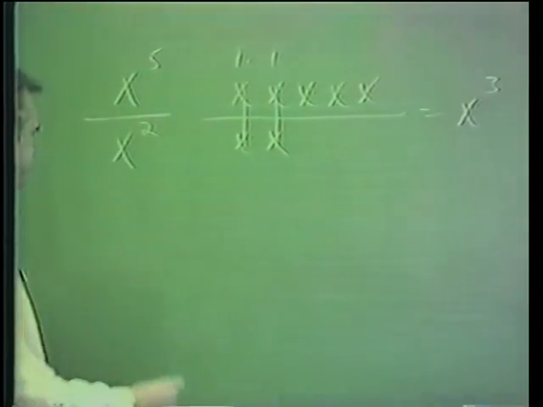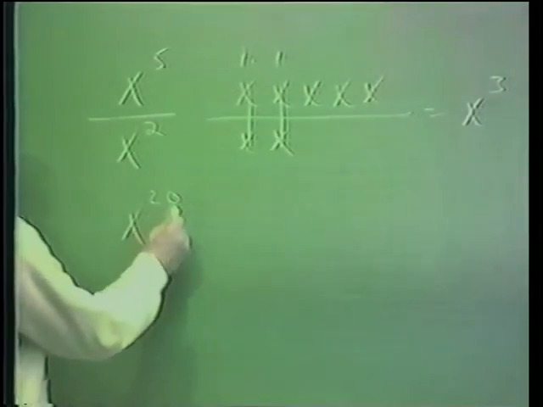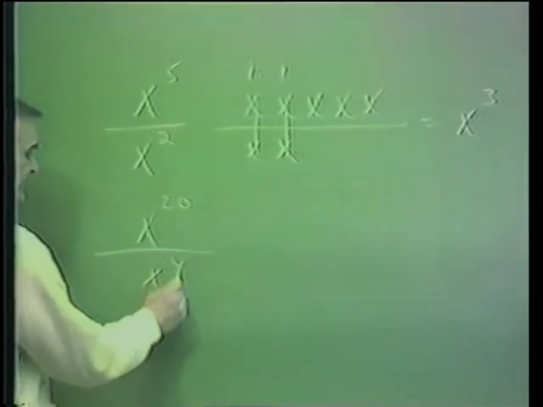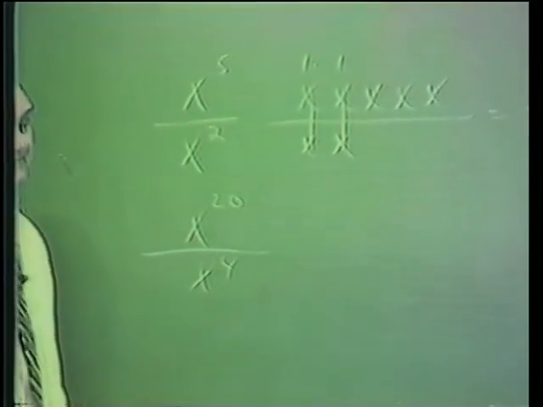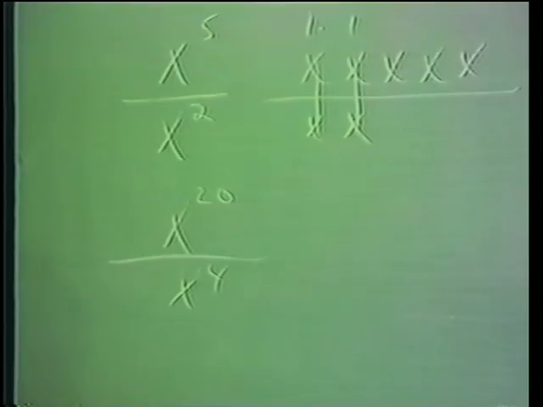Okay? Roy, I'm still asking. Suppose I have x to the 20th divided by x to the 4th. What would that give us? X to the 16th. Very good.